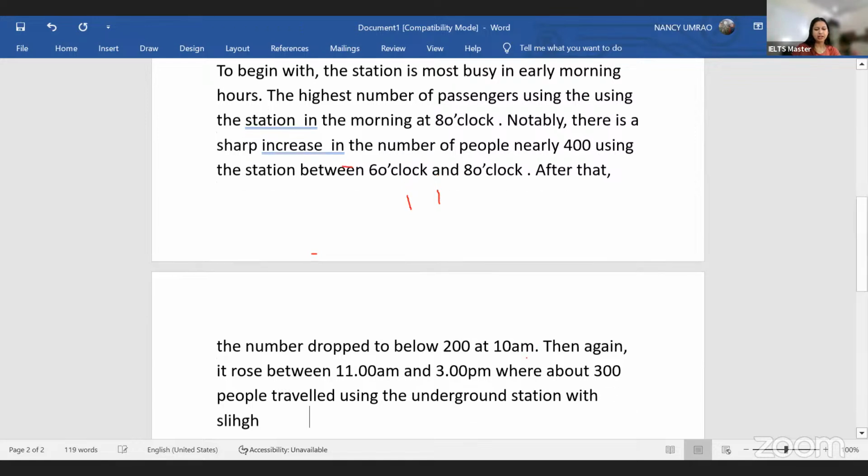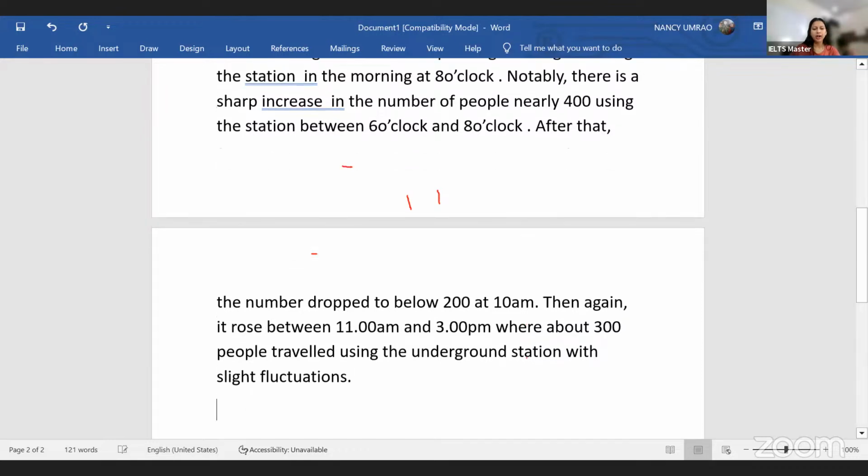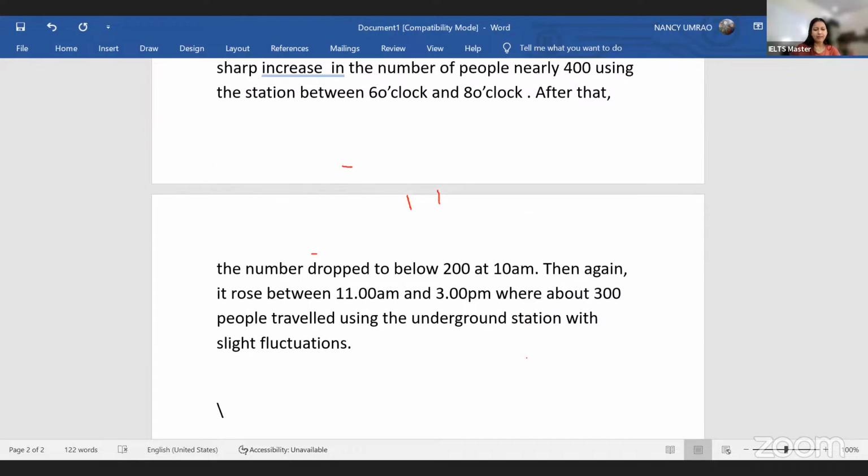With slight fluctuations. So here I am describing each and every trend, each and every line. Sharp increase, then decreased, then again increased, right? Then there is a slight fluctuation. Any doubt? You can make another paragraph now.